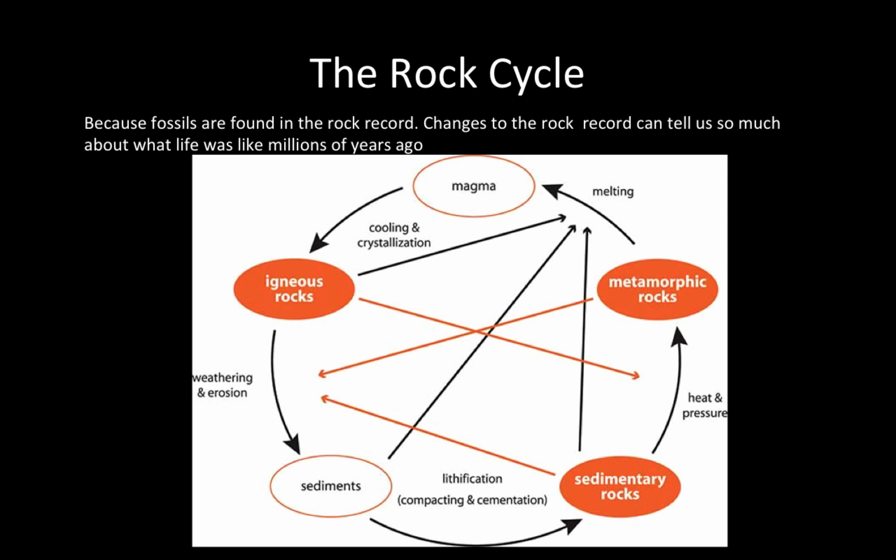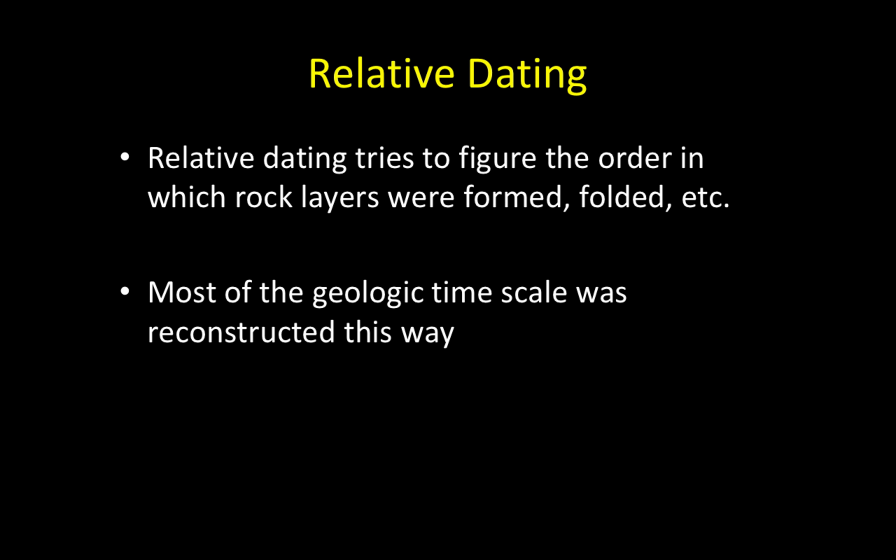And we're going to be talking about how we find fossils, how we date rocks with fossils in them, all right? So, and we care because fossils can tell us a whole lot about what the Earth looked like millions of years ago. It's going to be very important for us to understand that. All right, so the first type of dating we're going to talk about is relative dating.